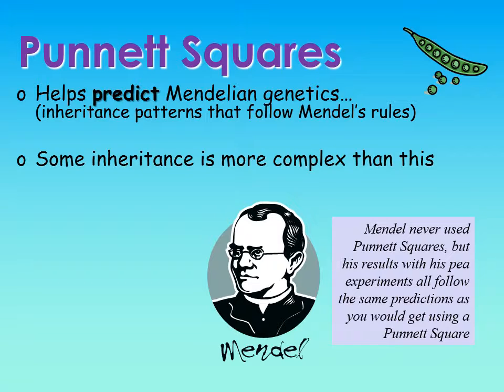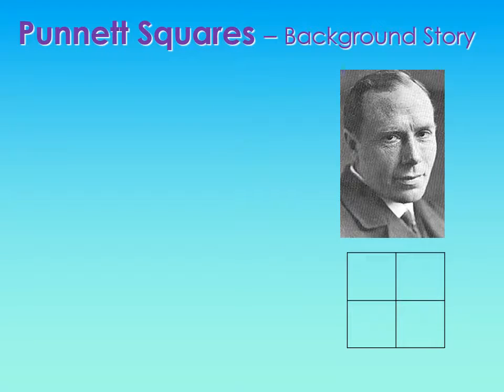So we use a Punnett square to help predict Mendelian genetics, basically inheritance patterns that follow the rules that Mendel came up with. Some inheritance is more complex than follows Mendel's rules, and so you may or may not use a Punnett square for that. And Mendel himself never used Punnett squares, but his results would have been following the same rules, the same probabilities that you see with the Punnett square.